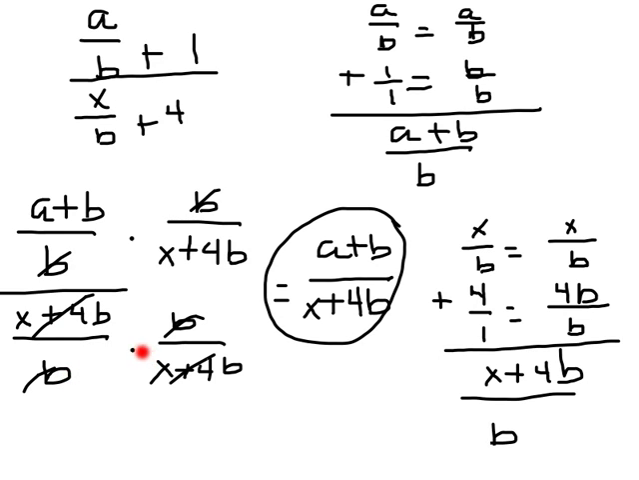Then I simply flip that one and cross cancel here, here, here, here, here, here, and what is left is my answer. So a plus b over x plus 4b.